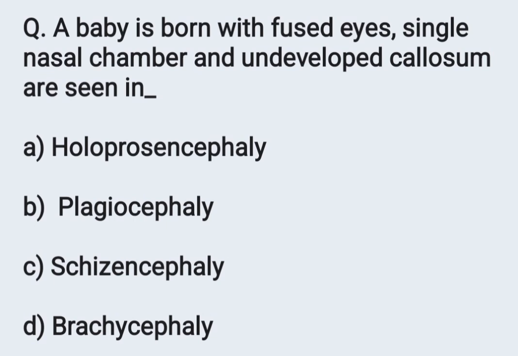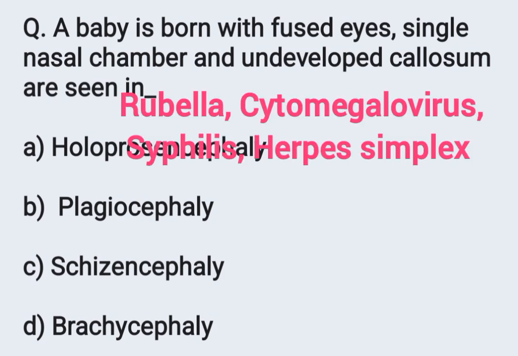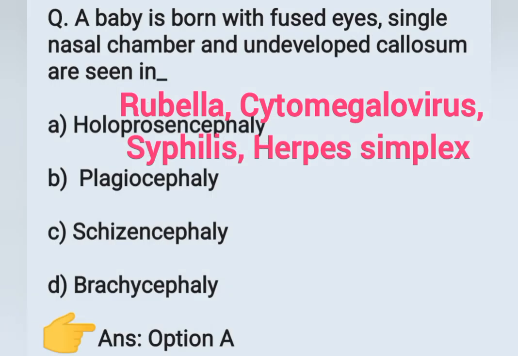Our question is, a baby born with fused eyes. Both eyes are fused, a single nasal chamber, only one nasal chamber, and undeveloped corpus callosum. These are seen in case of holoprosencephaly. Option A is the correct answer.